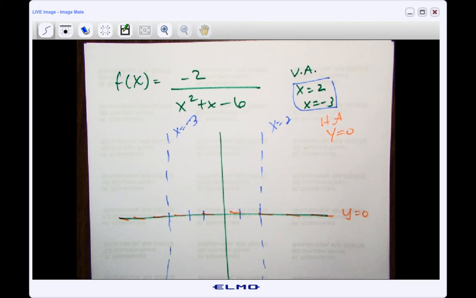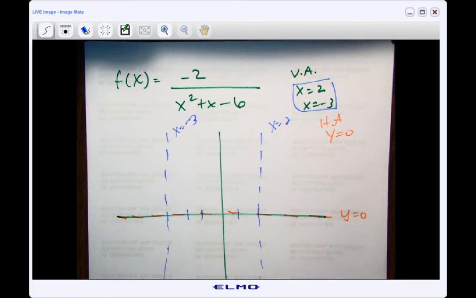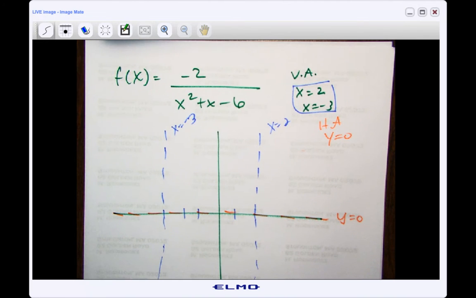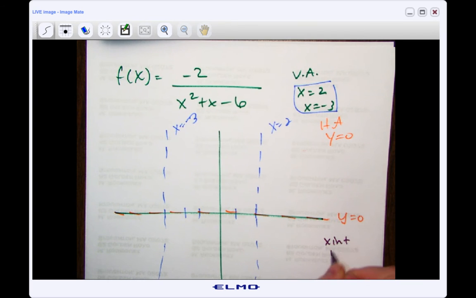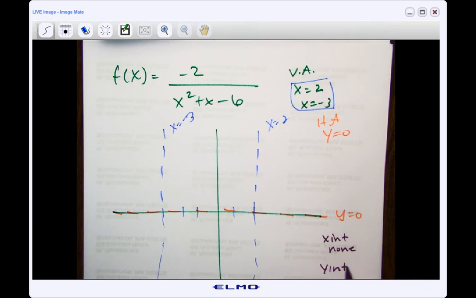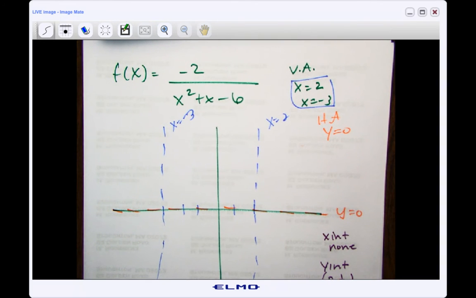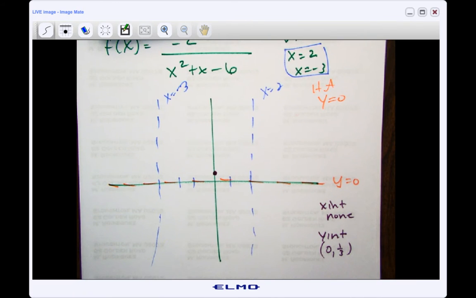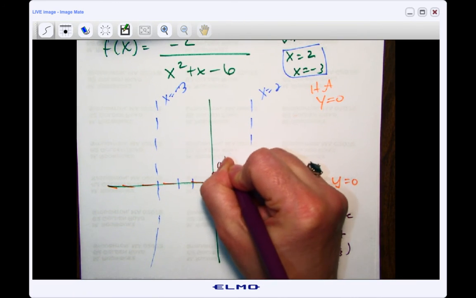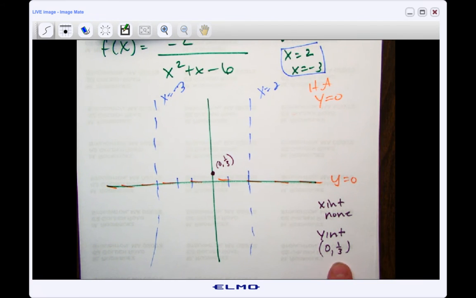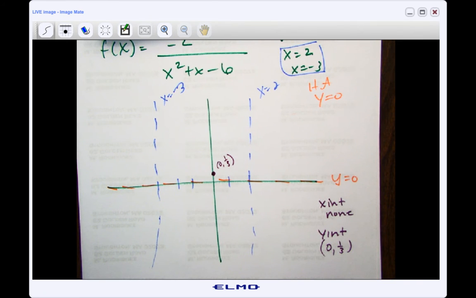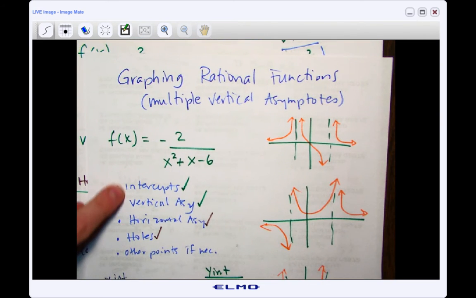Okay, cool. Now let's draw in my intercepts. And we said that my x-intercept was none. So obviously I can't draw that. My y-intercept was 0, 1/3. So I'm just going to guesstimate it. 0, 1/3. I'm going to call that this row right here. I have it labeled here, so I don't really have to label it there, but I'm going to label it there anyway.